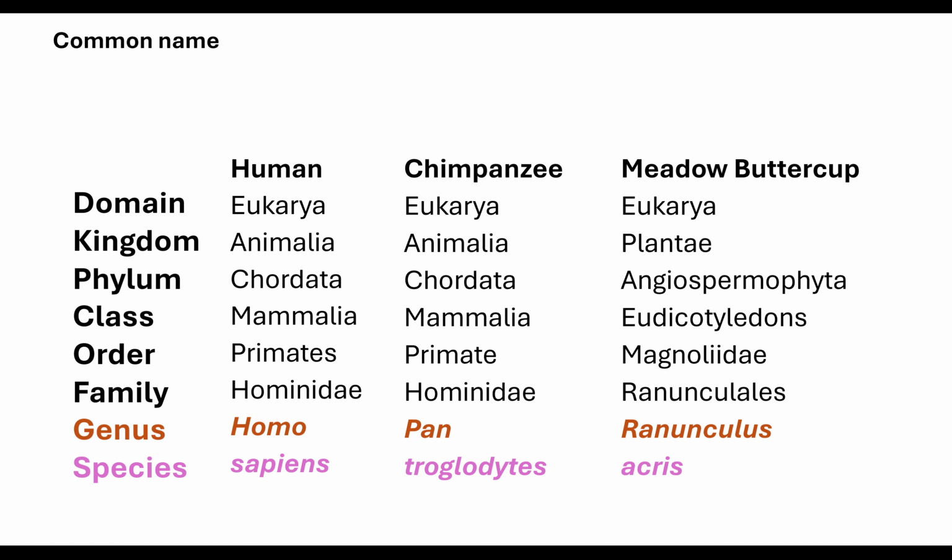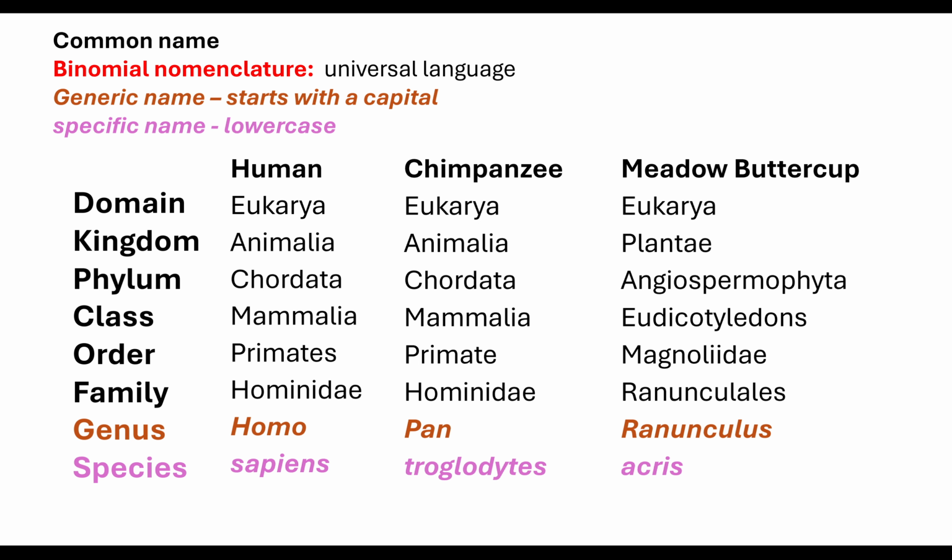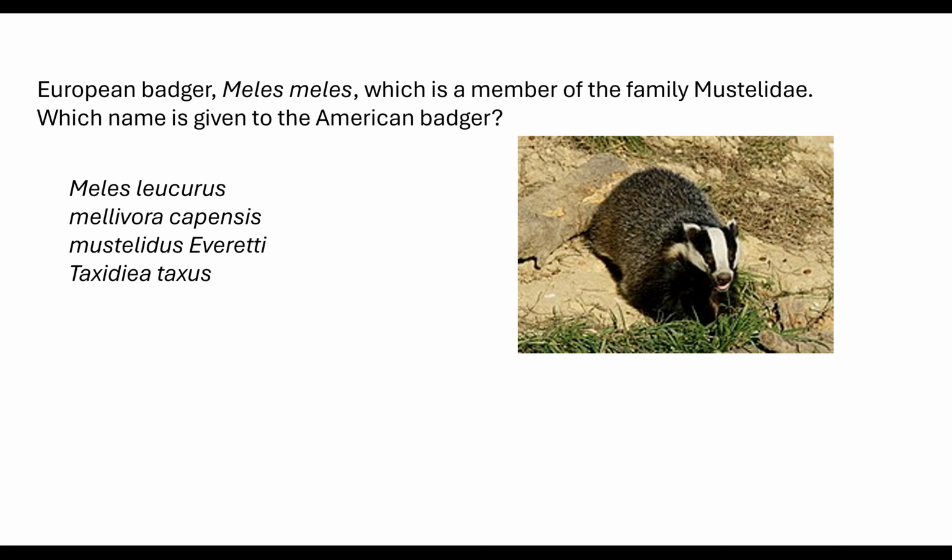So we do this binomial nomenclature, and that is where we use the generic name as the first name. So that is our genus. We always write this with a capital letter. Then we move on to the specific name, in lowercase, and that is the species name. So whenever we name an organism in the scientifically correct way, we use the generic name and then the specific name. So how could they ask a question about this in the exam?